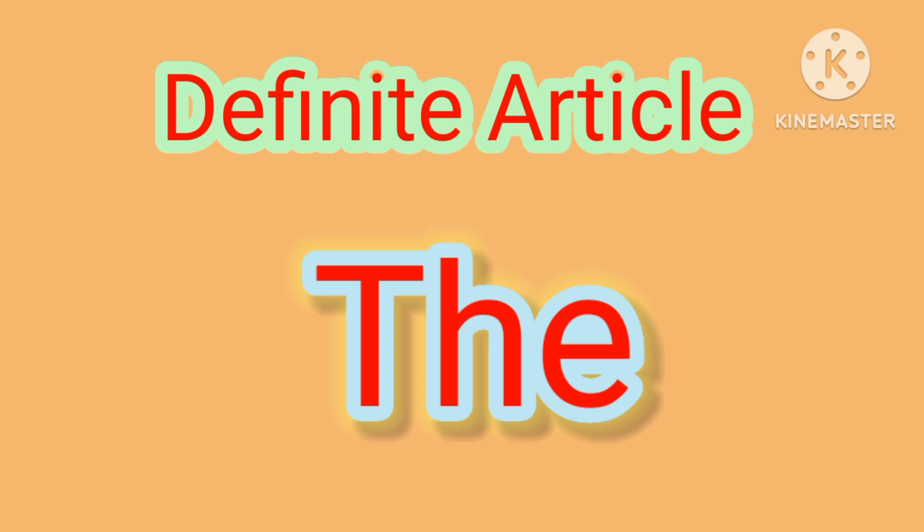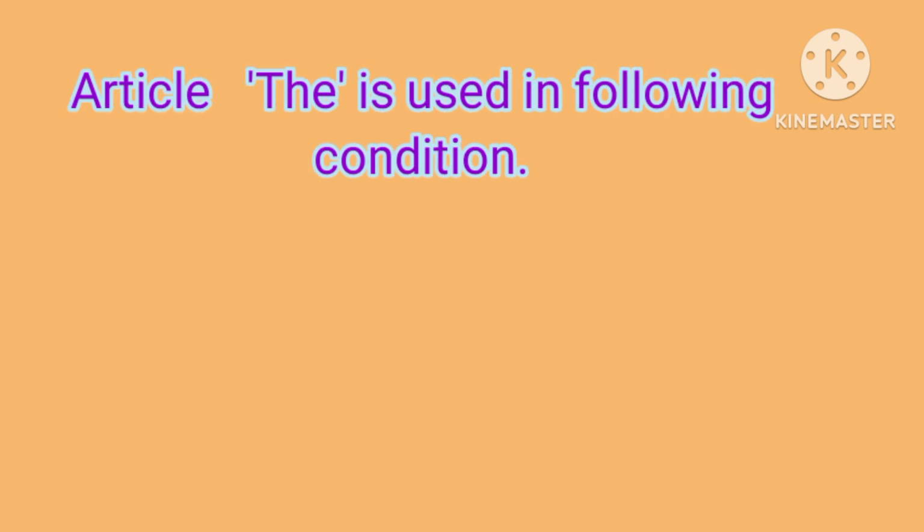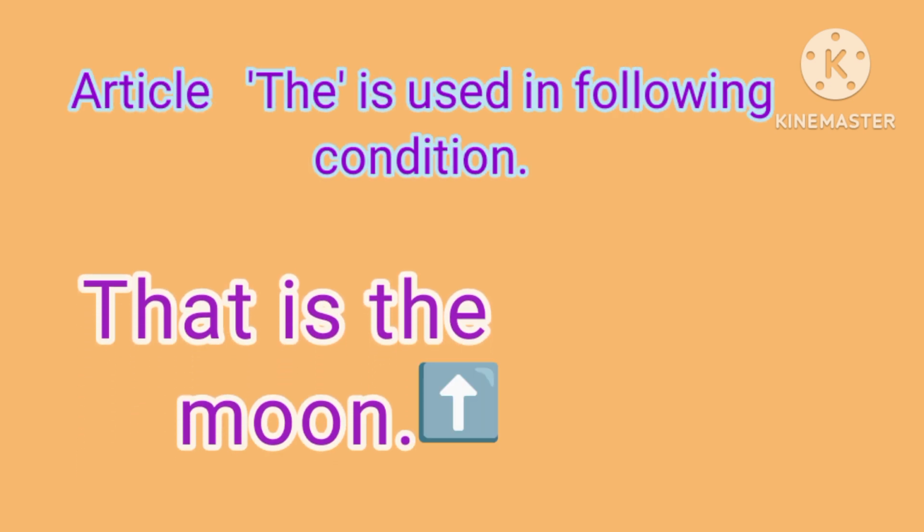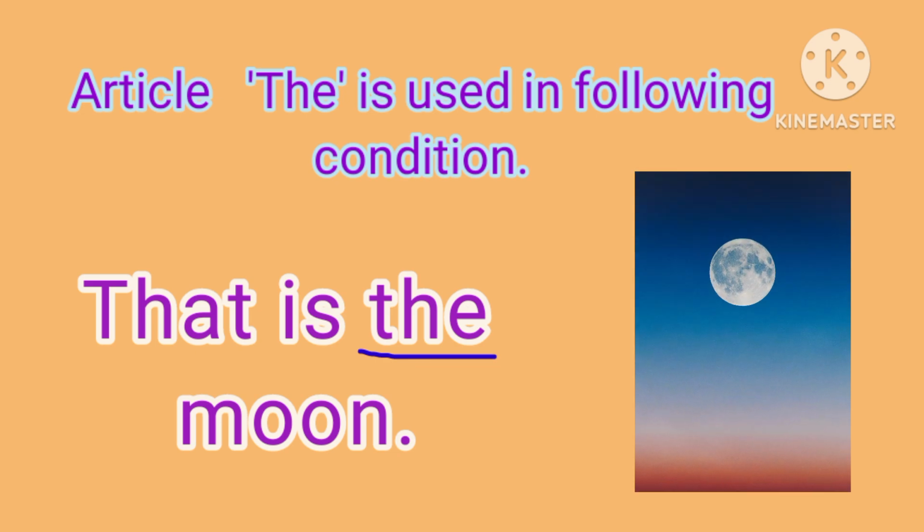The pronunciation of the and the is the same. There is no difference. Article the is used in following conditions. That's the moon. Here, the indicates the specific object. The moon.